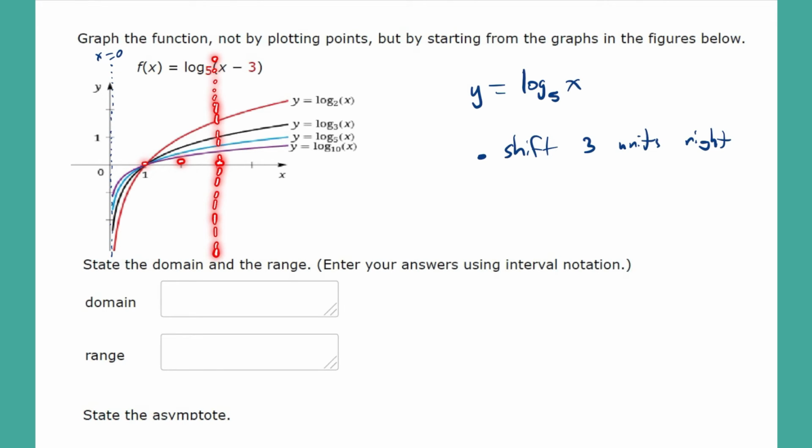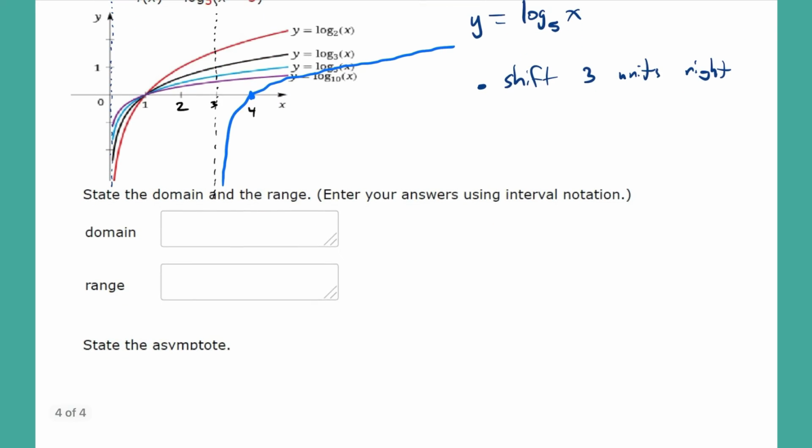And so our graph would look like, notice that all of these graphs go through point 1, 0. But since everything's shifted, that means they're going to go through 4, 0. So it'll look something like that. So I'm just going to draw it right on there. So here we go. X equals 3 is 1, 2, 3. That's our asymptote, our new asymptote. And the point is now going to go through 4 instead of 1. And then the graph is just going to look like that.